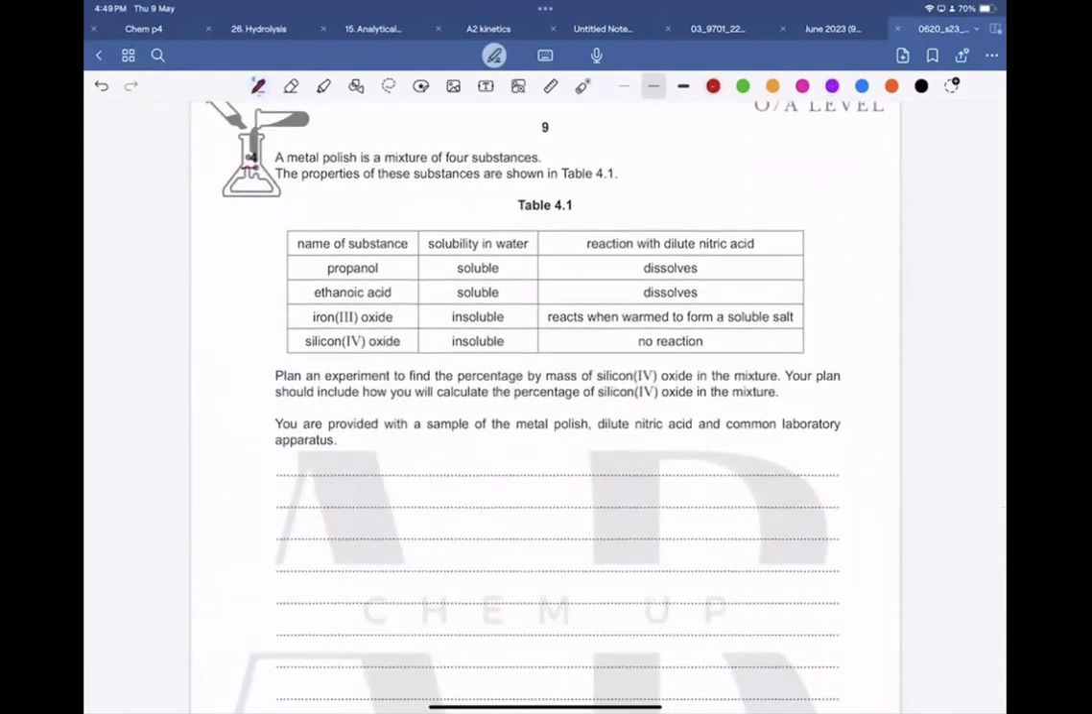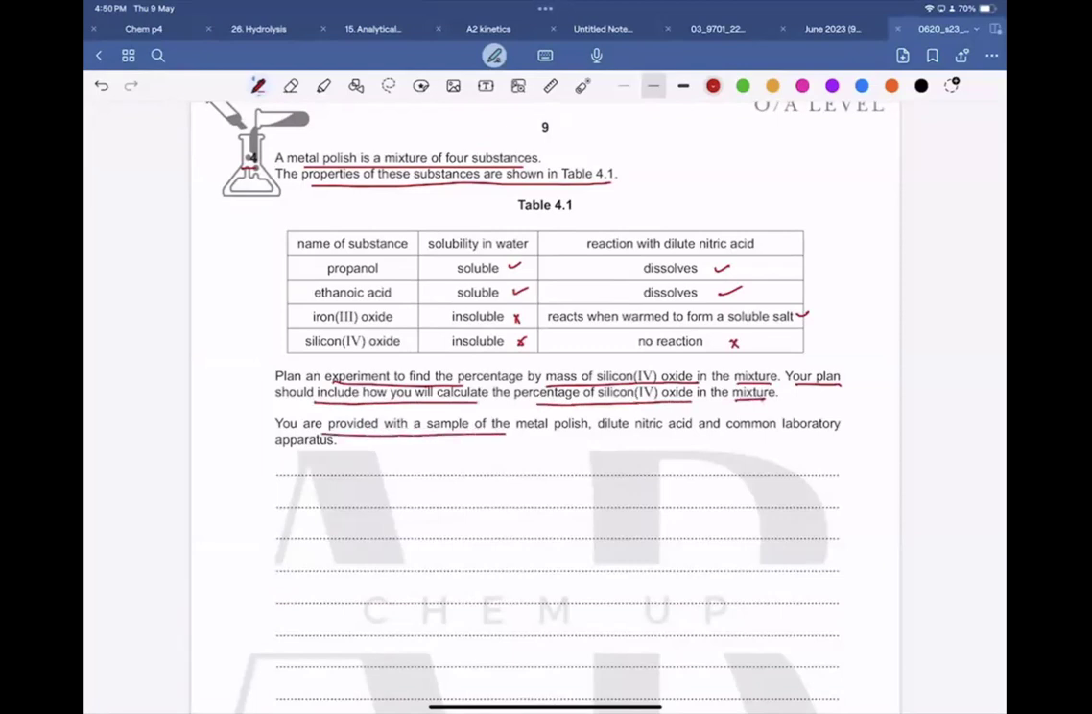Now, question number 4, the designing part. A metal polish is a mixture of 4 substances. The properties of these substances are shown in table 4.1. Okay, propanol, soluble in water, reaction with dilute nitric acid dissolves. Okay, iron 3 oxide and silicon 4 oxide insoluble in water, reacts when warmed to form soluble salt. Okay, and it does not react with the acid. Plan an experiment to find the percentage by mass of silicon 4 oxide in the mixture. Your plan should include how you will calculate the percentage of silicon 4 oxide in the mixture. You are provided with the sample of the metal polish, dilute nitric acid, and common laboratory apparatus.